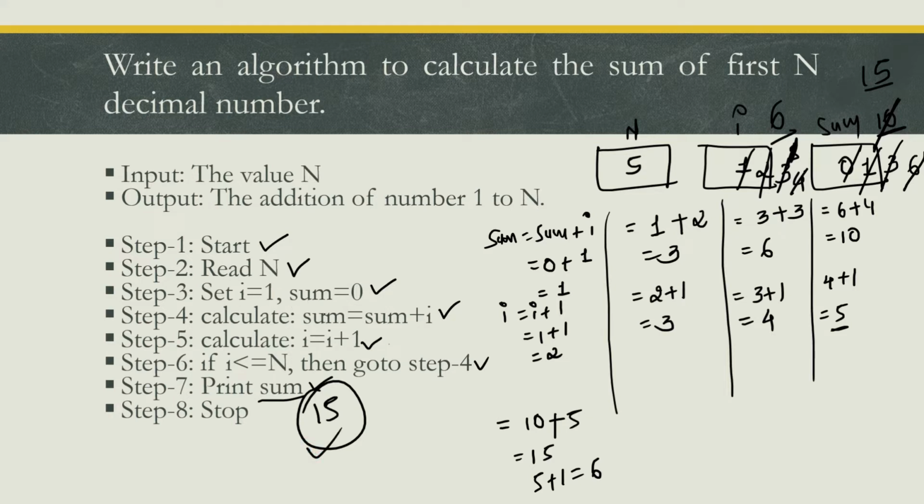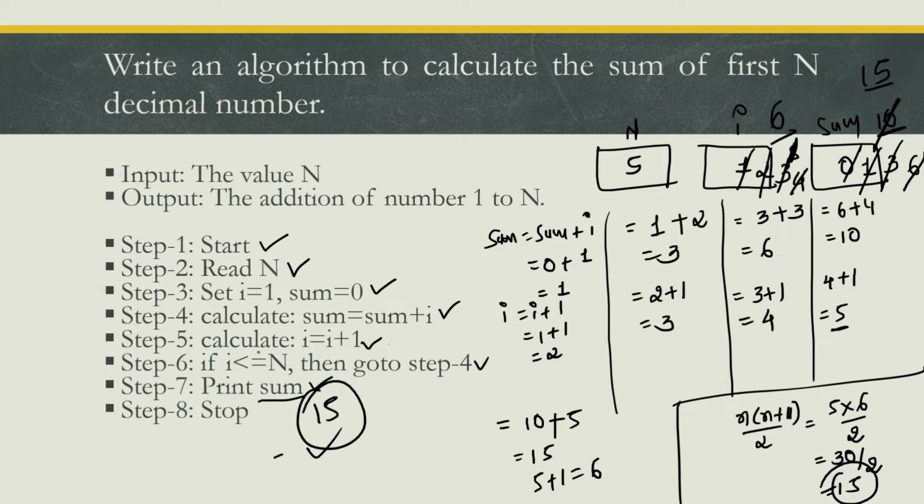But let me check whether this value is true or not. As I explained, there is a mathematical formula to calculate the addition of the first n numbers: n into n plus 1, divided by 2. What is the value of n? 5. 5 into 6 divided by 2. 30 divided by 2, which is equal to 15. Yes, this value is true. That means the solution of this algorithm is true. I hope you have a clear idea about this logic. If you have any doubt regarding this problem, then you can write in the comment box.